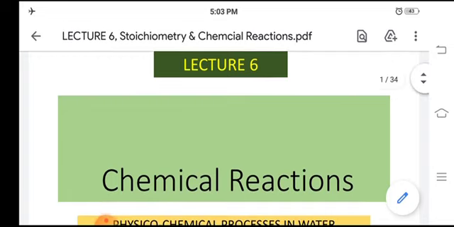Today our lecture is about chemical reactions. It is a continuation of the previous lectures, and we are still continuing the same topic, which is about stoichiometry and chemical reactions and chemical equilibrium. Basically, we are trying to revise and understand the basic concepts of stoichiometry.